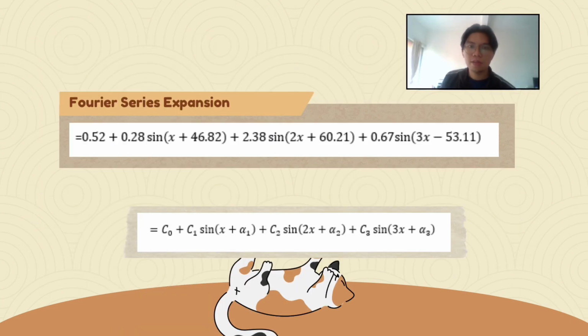Lastly, we put all the values that we already calculated into the formula, which is C0 plus C1 sin(x plus alpha 1) plus C2 sin(2x plus alpha 2) plus C3 sin(3x plus alpha 3), and we got the answer for the Fourier expansion series, which is equal to 0.52 plus 0.28 sin(x + 46.82) plus 2.38 sin(2x + 60.21) plus 0.67 sin(3x - 53.11).